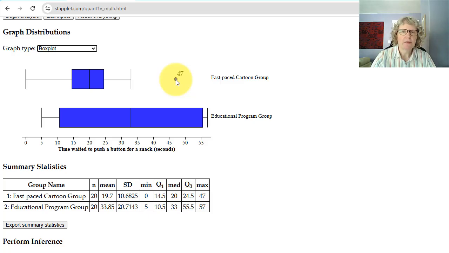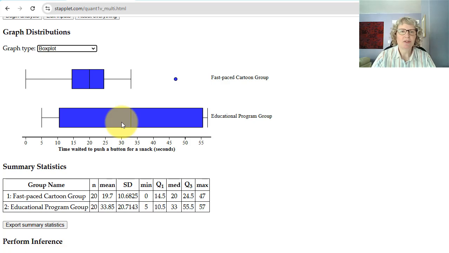But there's an outlier, someone who, the kid waited it out for almost a minute, right? 47 seconds. So that can happen. And then in the educational program group, there was just a lot more spread, right? The IQR is way bigger, the width of this box. So that's why we don't want to assume equal variances, right?